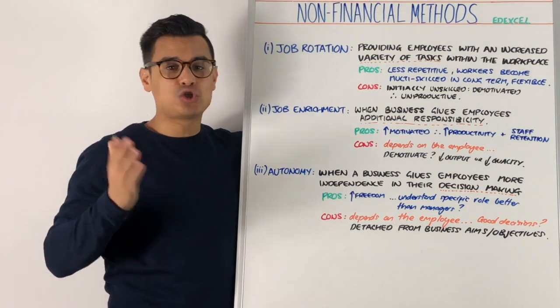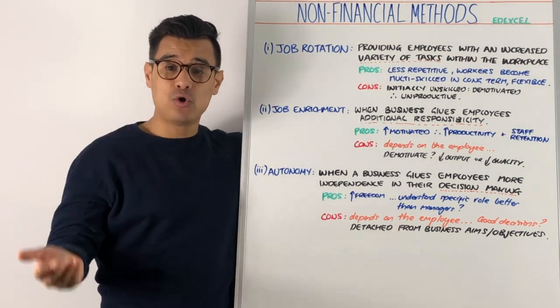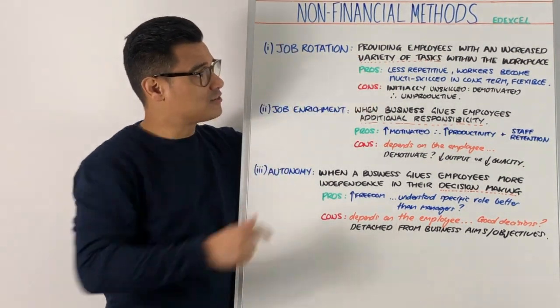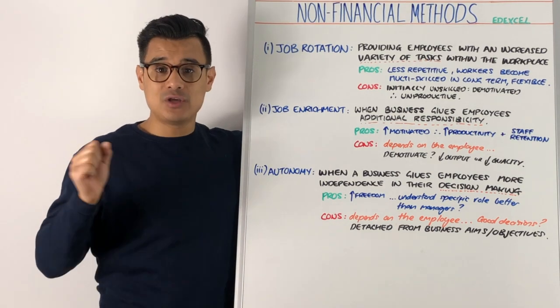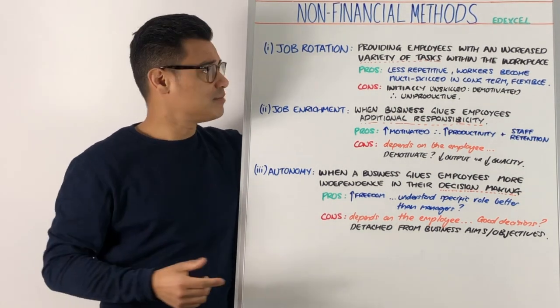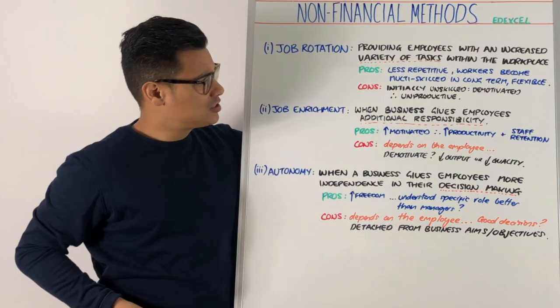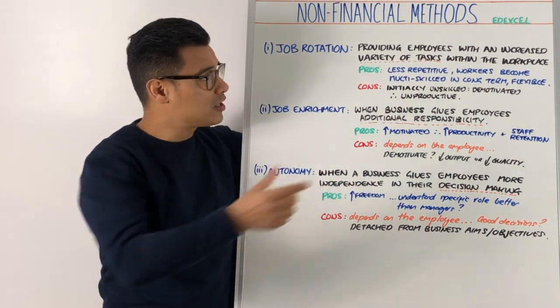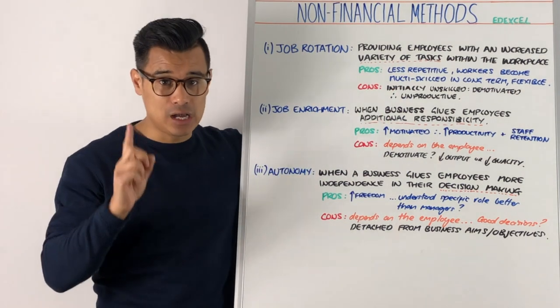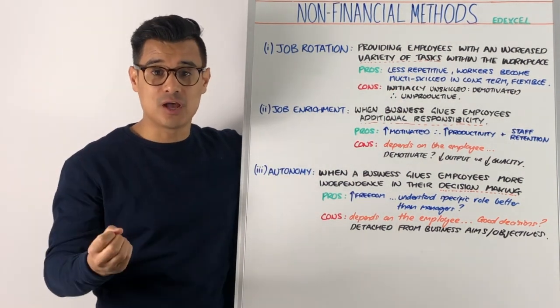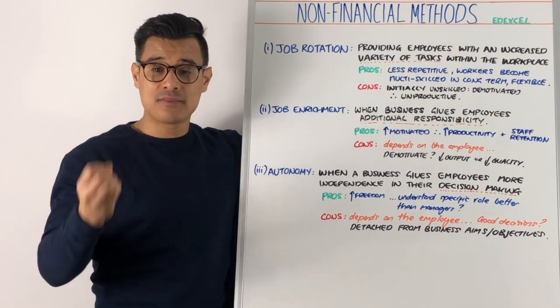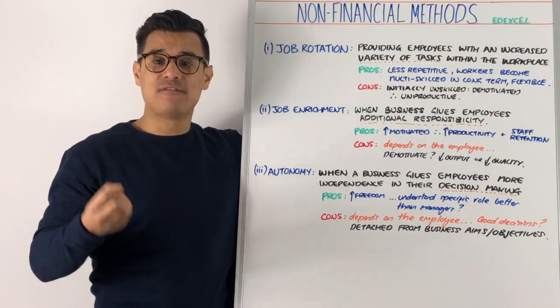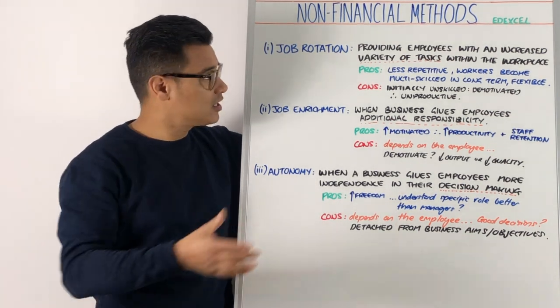Job rotation. So job rotation is when you provide employees with a variety of tasks within the workplace. So you let them do many things. You see this in grad schemes quite often now. The advantages of this is that if you're doing a variety of tasks, it's less repetitive. So workers might become multi-skilled in the long term, and therefore in the long term, assuming you keep the workers, it means your workforce is more flexible and can do a variety of skills.